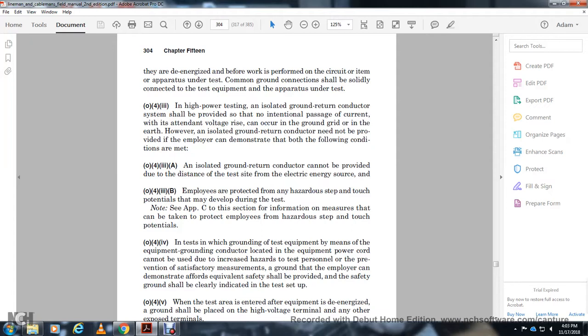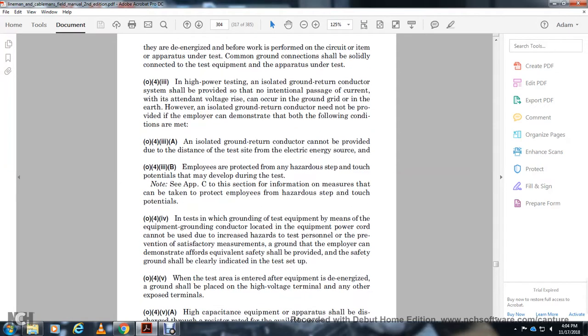The high power testing isolated with the ground return conductor shall be provided so that there is no intentional passage of current over the ground, and no intent for voltage rise to occur with the ground grade in the earth. However, the insulated ground return conductor need not be provided for the employee if it can be demonstrated that both of the following conditions are met. An isolated ground return conductor cannot be provided in addition to the test site electrical energy source. The employees are protected from the hazard of step and touch potential that may be developed during the test. Note: see Appendix C, the section on information and measures that can be taken with the protection employed against the hazard of step and touch potentials.